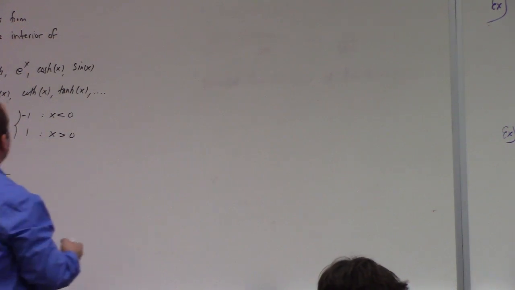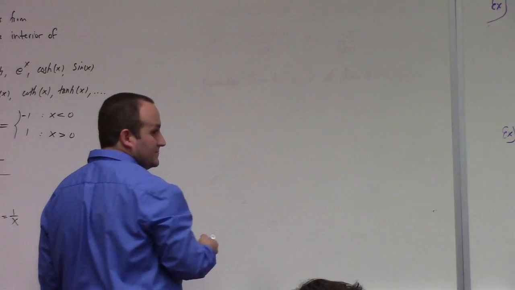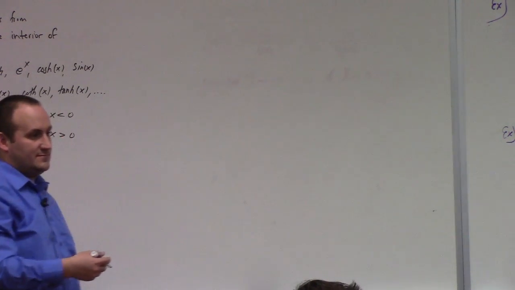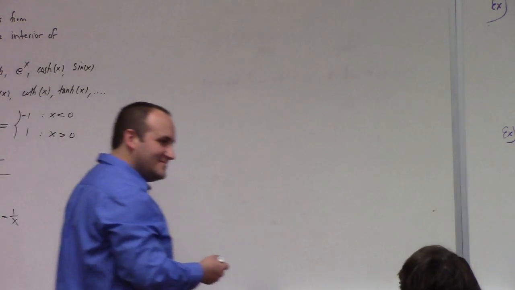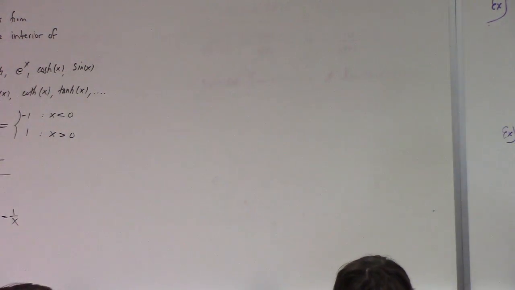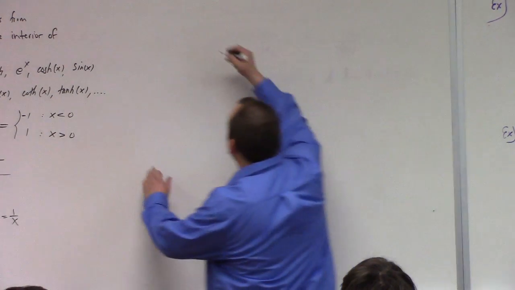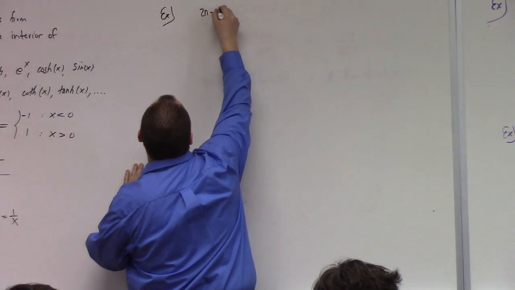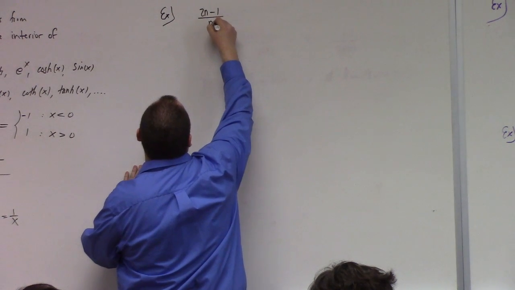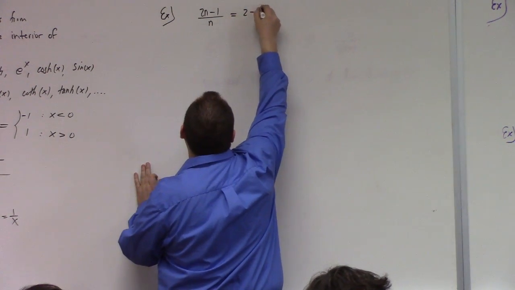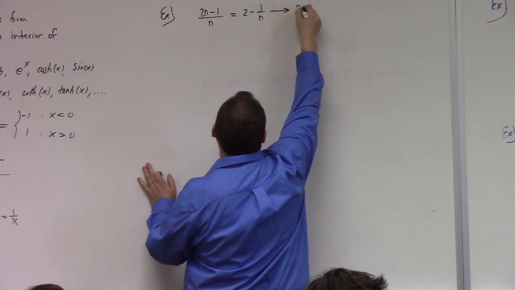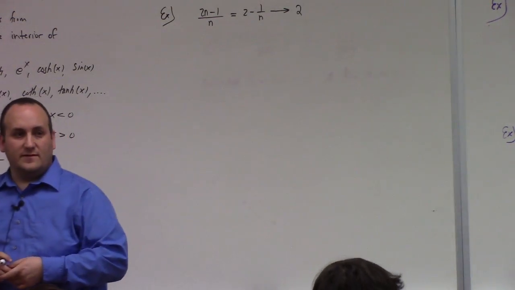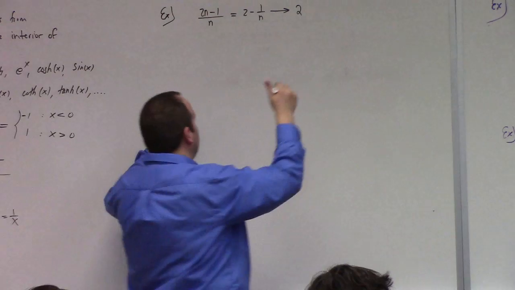What kind of function is there that isn't continuous on its domain? Exactly. So, an example, something like this, 2n minus 1 over n, all right? So that's equal to 2 minus 1 over n. This, of course, goes to 2, right? So here, this is playing the role of the c_n, okay?